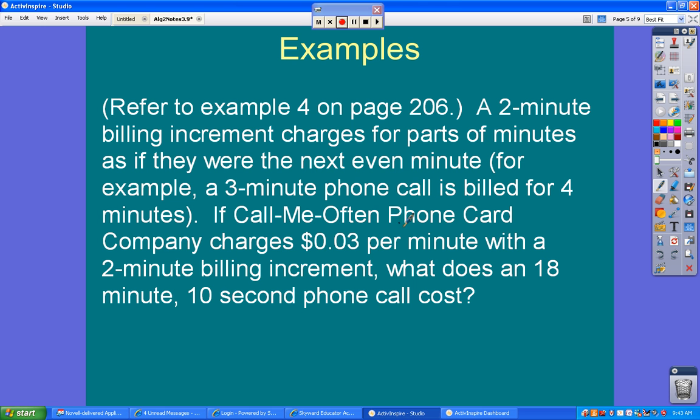Okay, so Call Me Often Phone Card Company, that's the company, charges 3 cents per minute with a 2-minute billing increment. What does an 18-minute, 10-second phone call cost? Well, 18 minutes, 10 seconds. You can't just get rid of the seconds. We're going to have to round it up. Where will it round to the next even number? So it's going to round to 20 minutes. How much is it per minute? Times the 0.03 dollars. That's going to be 60 cents. Okay? So that's an example of a 2-minute billing increment.